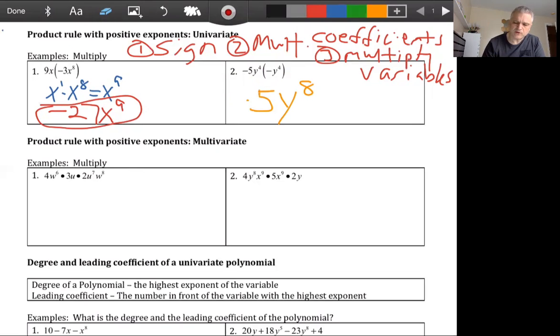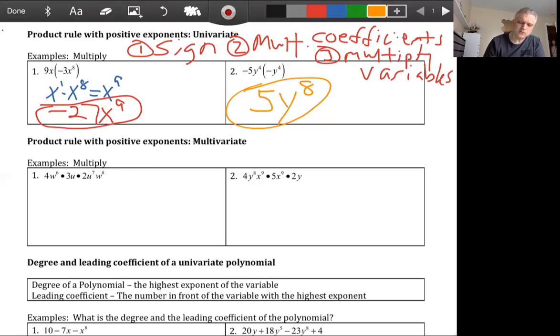Now, we don't need to have a plus out in front in order to say positive. If you keep it there, I'm not going to call it an incorrect answer. But the answer is positive 5y to the 8th. Okay? All right, so let's go down to the next little group.